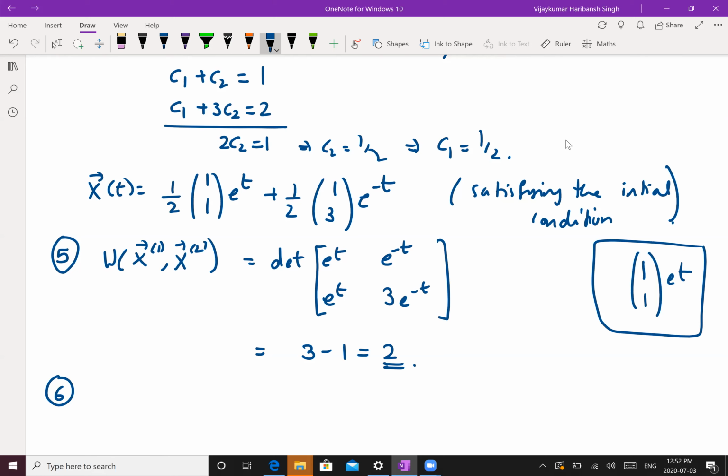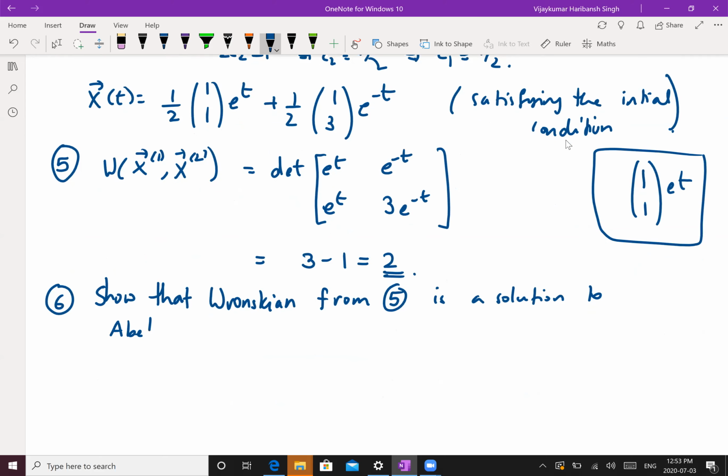This is the Wronskian. Now problem 6: show that the Wronskian from 5 is a solution to Abel's equation. What is Abel's equation? W prime equals P11 plus P22 times W.